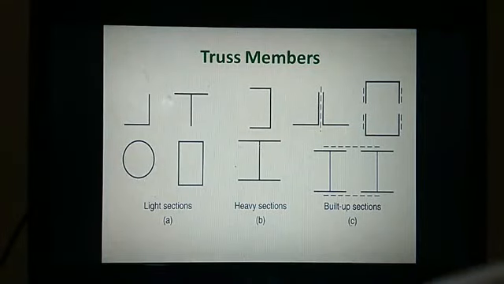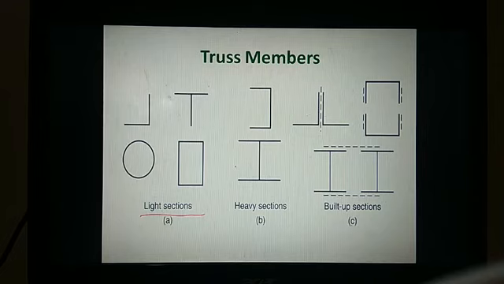Let me explain the common types of truss members used in real applications. You can make use of angle, T section, circular section, and hollow rectangular sections for light sections to prepare a truss member. Circular hollow pipes and rectangular hollow pipes can be used for light sections. If you want to go with heavy sections, then you can make use of C sections and I sections, and built up sections for still heavier sections.